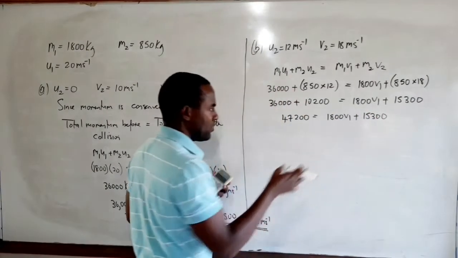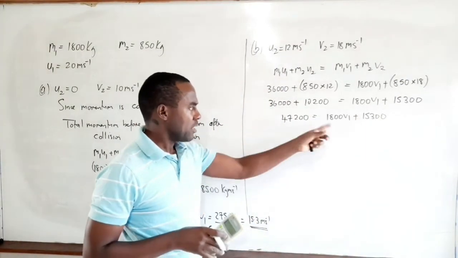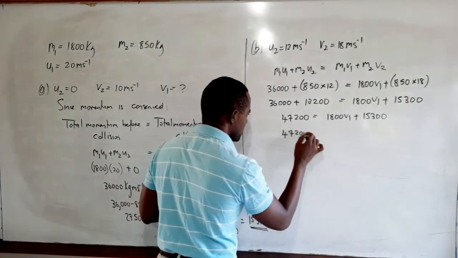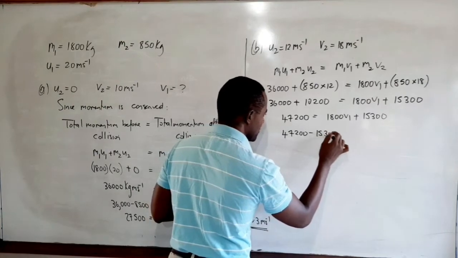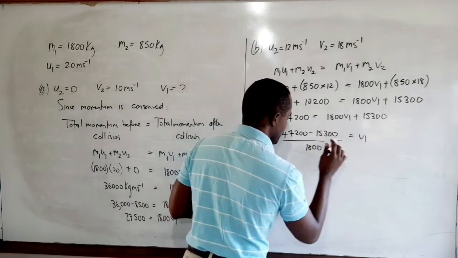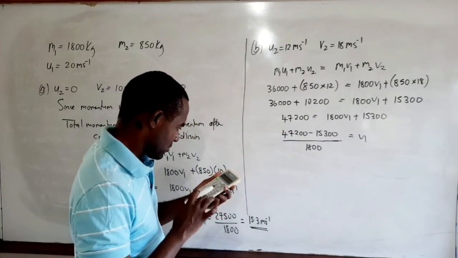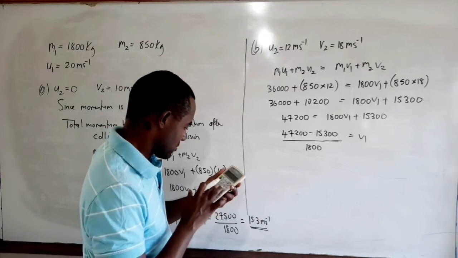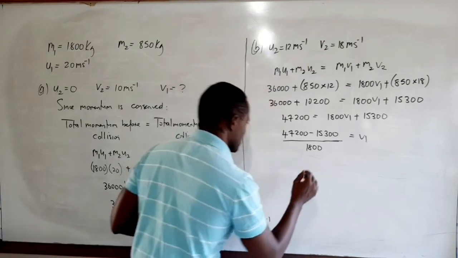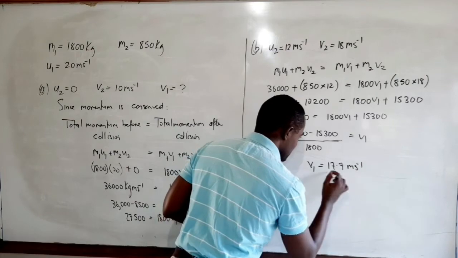And since we're solving for V1, we have to first bring this 15,300 over to the other side and then of course proceed. So 47,200 minus 15,300 all over 1,800 would be equal to V1. And so this gives us 17.7 meters per second. So therefore V1 equals 17.7 meters per second.